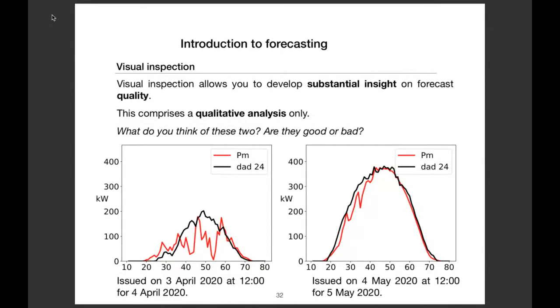So what do you think of these two? Are they good or are they bad? Just like that, tell me.